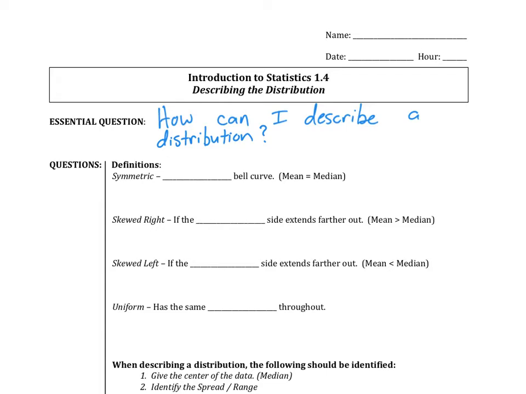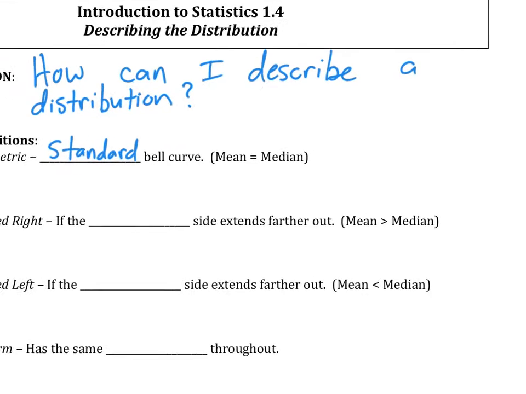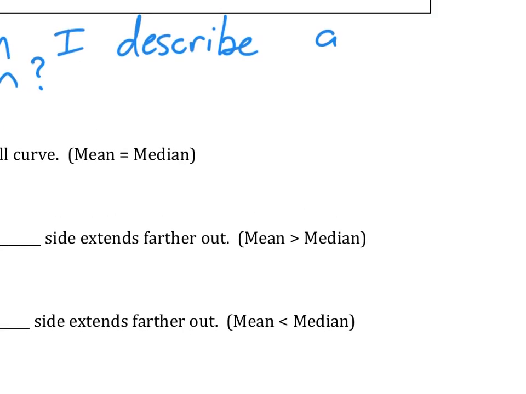So symmetric is a standard bell curve where the mean and the median are both the same. So I'm going to zoom in and make a drawing over here. So that's where it comes up, it comes down, and it's pretty much even on both sides.